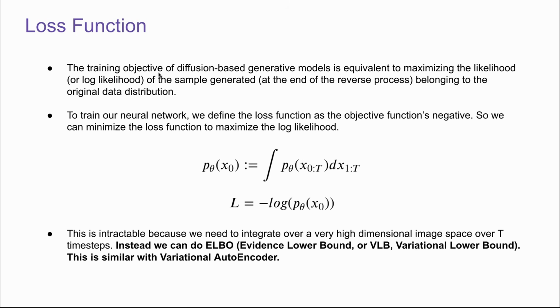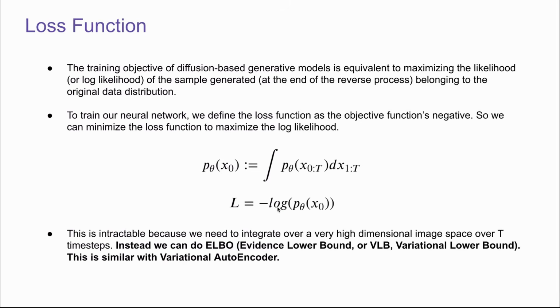The training objective of the model is equivalent to maximizing the likelihood of the generated sample belonging to the original data distribution. So to train our neural network, we need to define the loss function. In this case, it is the negative of the objective function. Minimizing the loss function is equivalent to maximizing the log likelihood. This is the integral formula of the likelihood, and this is our loss function. It's the negative of the log likelihood.